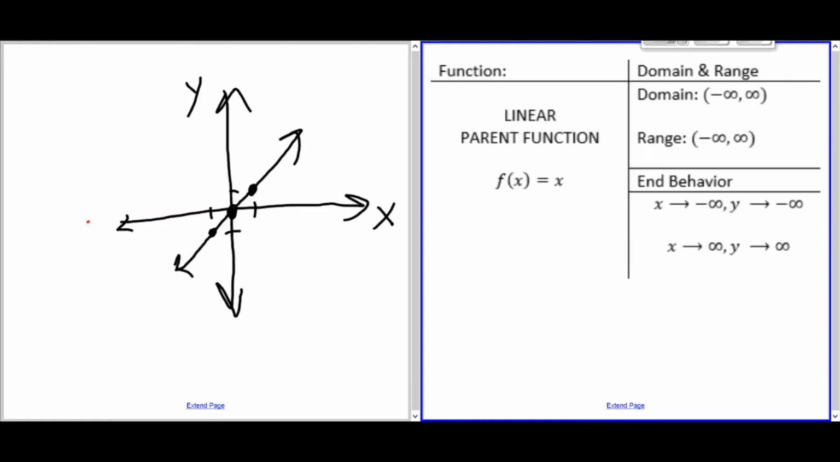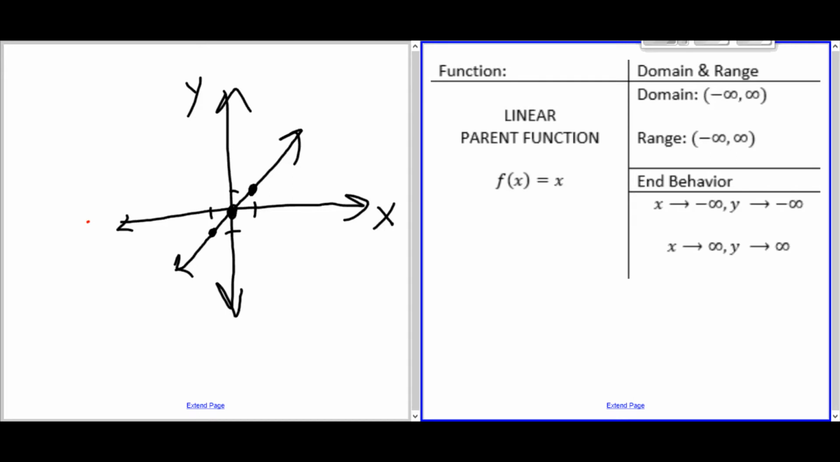The next piece we're going to do, and we're going to do this for all the examples that we see, is we're going to look at domain and range and end behavior. So we talked about domain and range when we looked at graphing on that first day, a couple weeks ago. So the domain is -infinity to infinity because I can put any value in for x. There's no restriction along the domain.